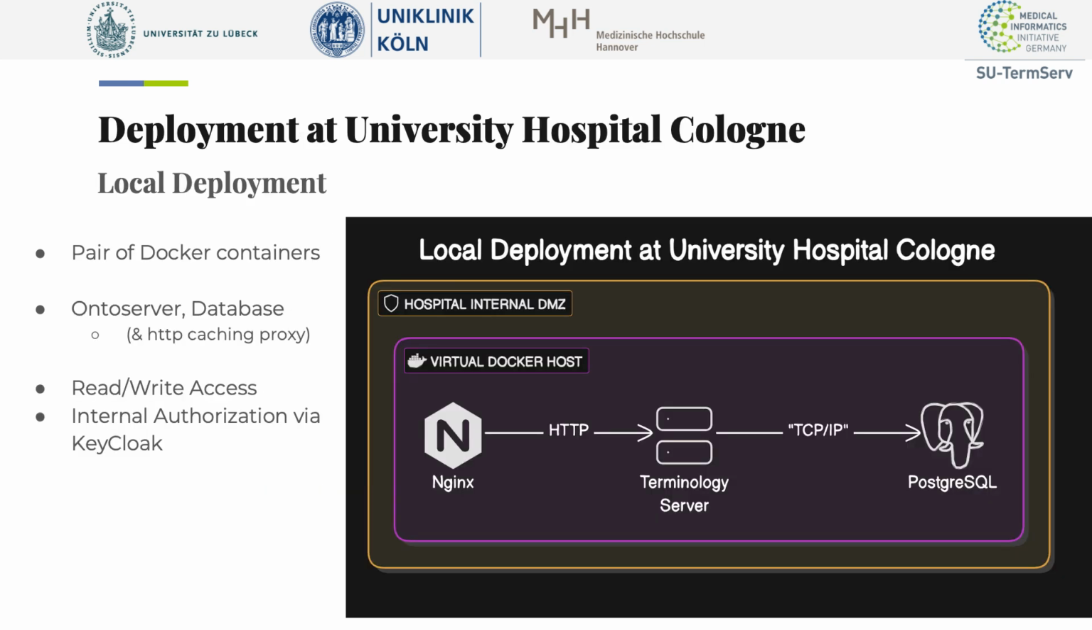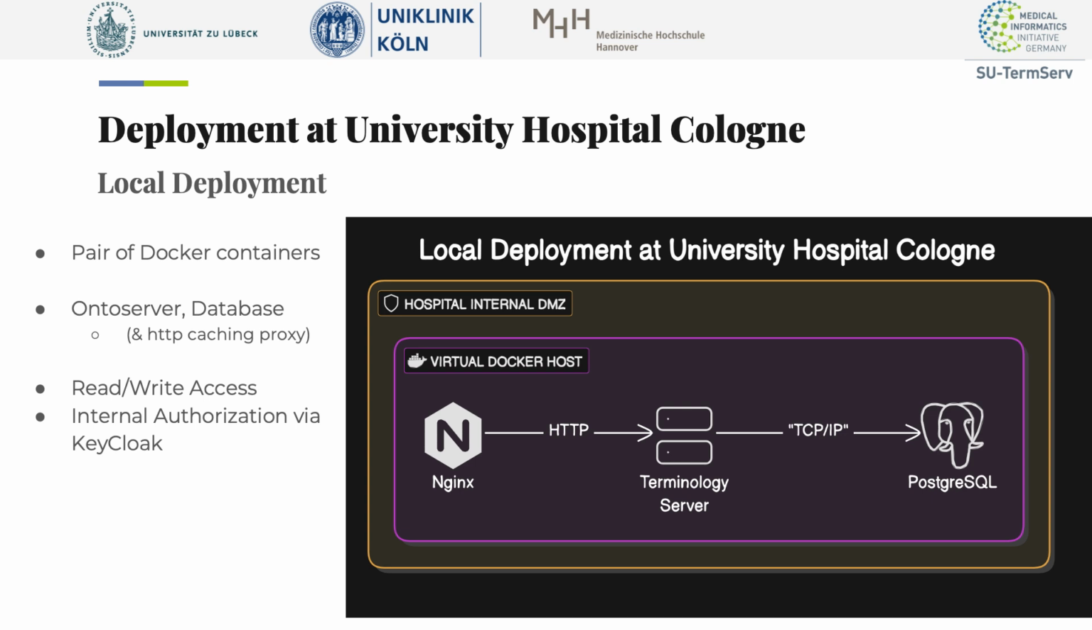For the deployment consideration, we chose two approaches. One is local deployment and one is central deployment. Let's look at the local deployment. The local deployment consists of a pair of Docker containers that host Ontoserver and a database with an optional HTTP caching proxy. This setup enables read-write access, allowing users to manage terminology data within the hospital environment.